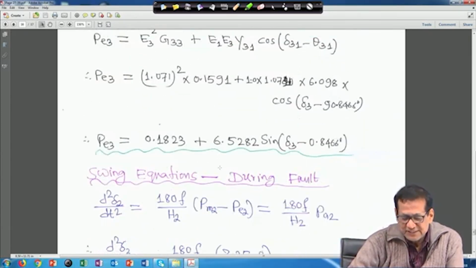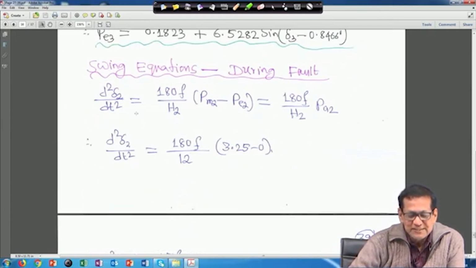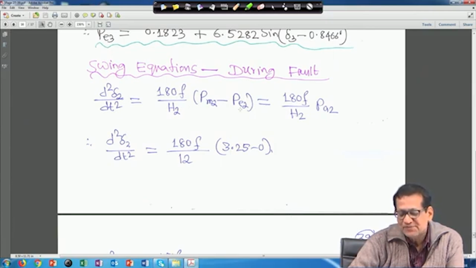Now, the swing equation during fault. We know that d square delta upon dt square is 180f upon H2 into PM2 minus P2, and P2 is 0 during fault. So it will be 180f upon H2 times PA2, the accelerating power. So d square delta 2 upon dt square is 180f upon 12 times 3.25. You go back to that PG2.